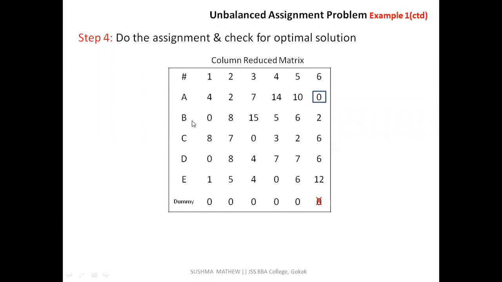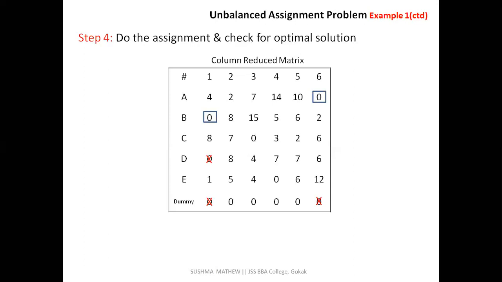B row, is there any single zero? Yes, in that particular row there is a single zero in column 1, right? Assign for that, and then subsequent zeros in that particular column get cross marked. Zero, zero, cancel. Once the job is assigned, the same job cannot be given to anybody else. Remember this rule. Next, C row.